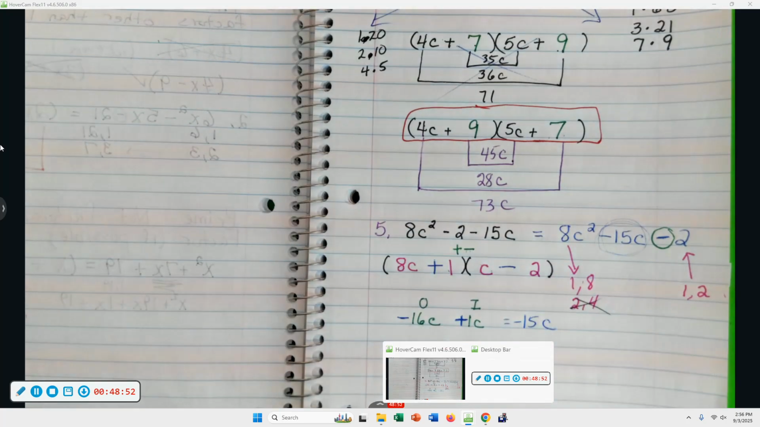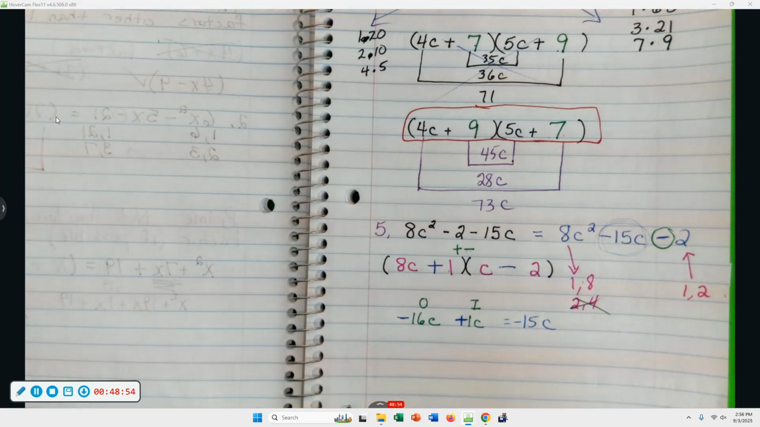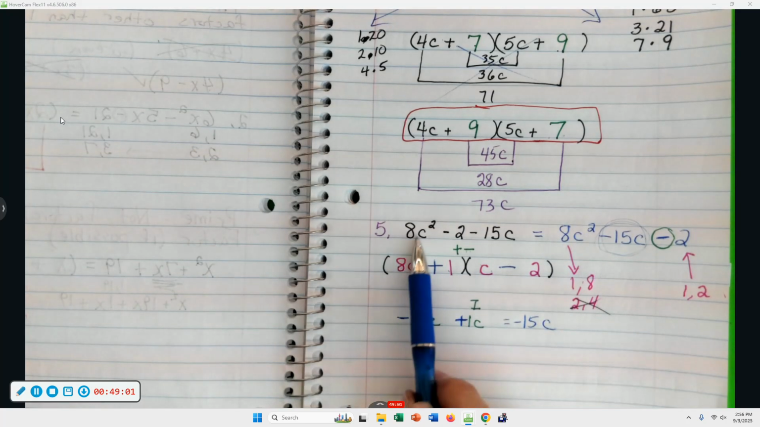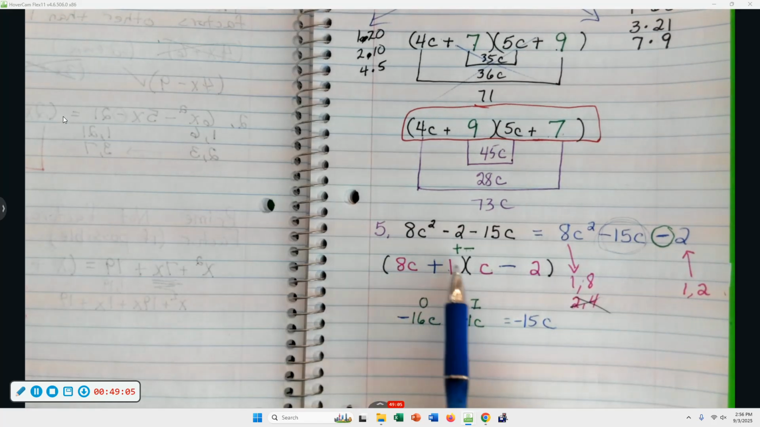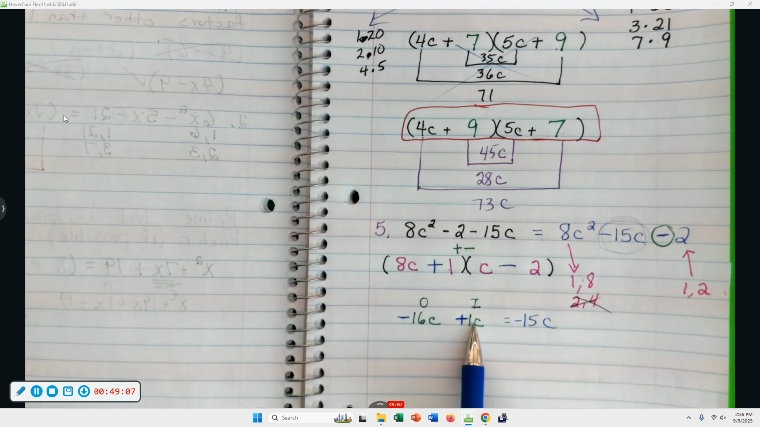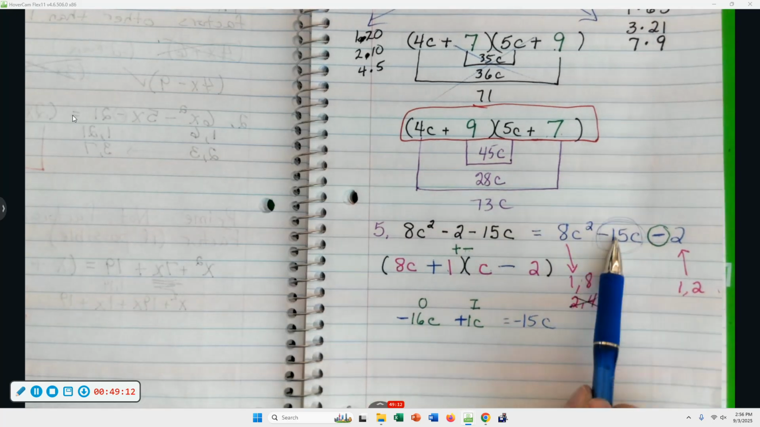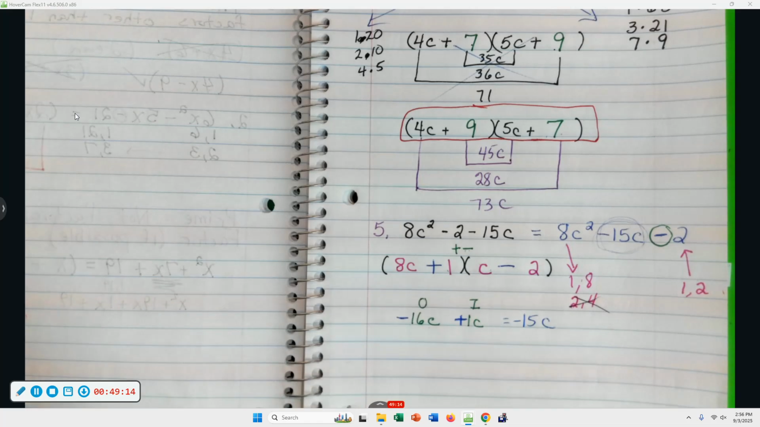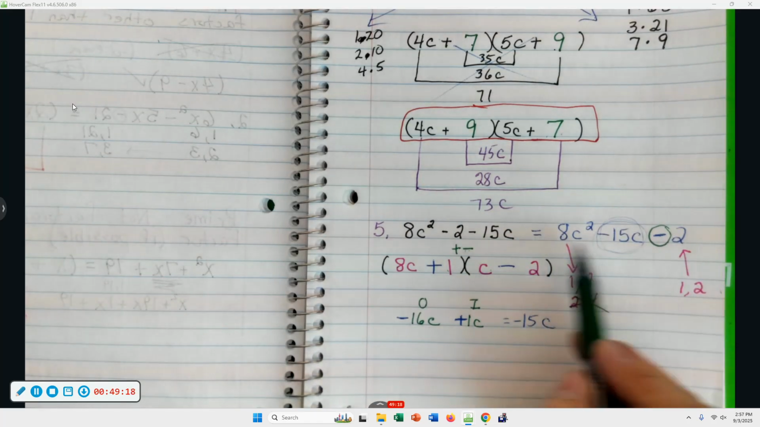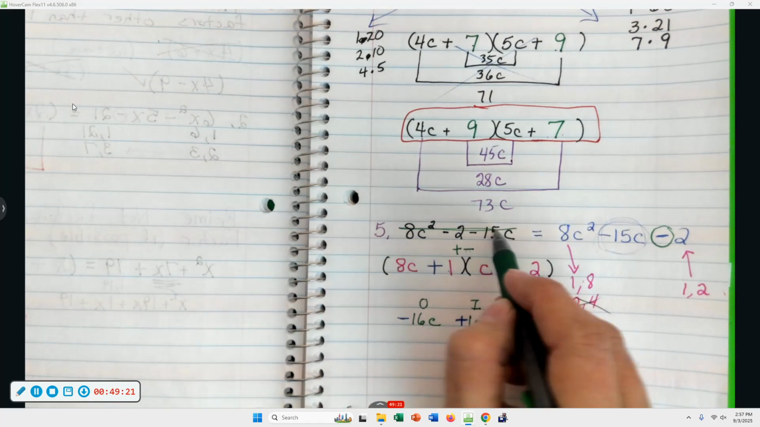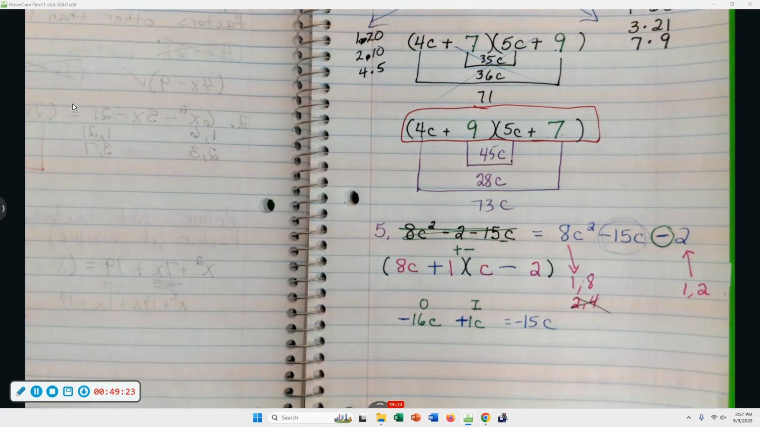Now, how do I check and make sure this is right? FOIL it out. Okay? We'd have an 8C squared, and then a minus 16C, and a plus 1C. Those combine to give me the minus 15C, and then minus 2. By the way, once I rewrite this thing in descending order, do not look back at the original problem. I'm through with that one, okay?